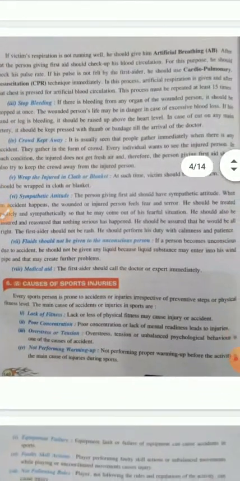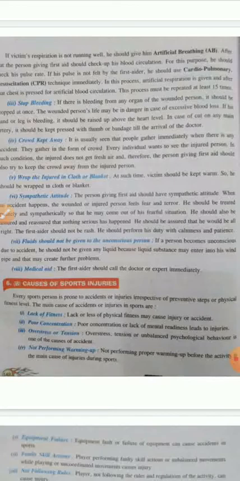Next is stop bleeding. If there is any bleeding from any organ, it should be stopped at once. If a hand or leg is bleeding, it should be raised above the heart level. In case there is a cut on any main artery, then press it with the thumb or bandage it till the arrival of the doctor.